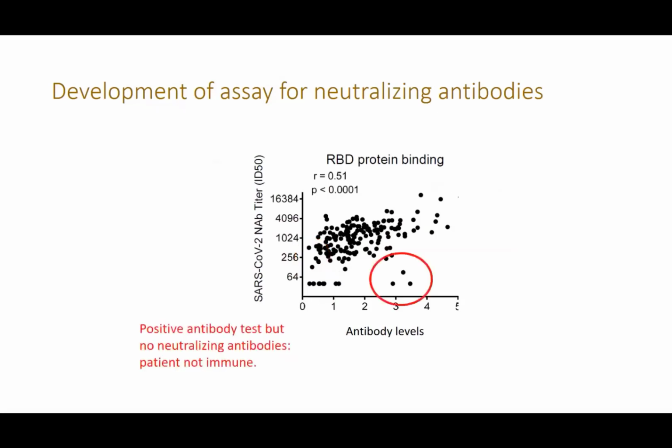But perhaps the most insidious result is this, where you have a positive antibody test, but they're not neutralizing. And these individuals may have a false sense of security that they, in fact, are potentially infectious, even though their antibody tests are positive. If these individuals were to return to work, they may then, without protection, be infecting others. Perhaps this is what we're seeing now with the second surge of cases.